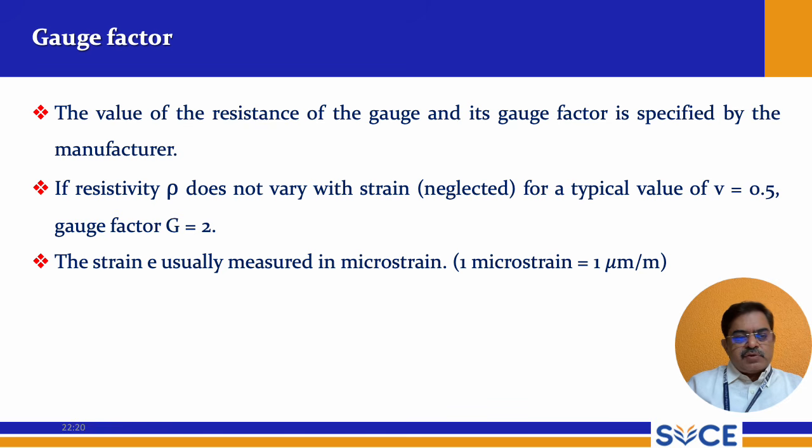The strain is usually measured in terms of microstrain. 1 microstrain is equal to 1 micrometer per meter. So this is the microstrain.